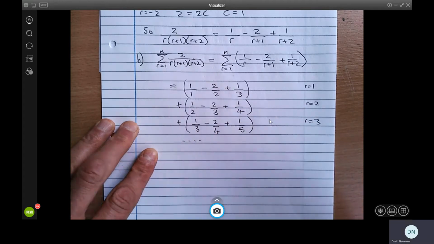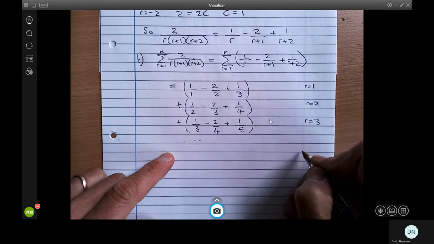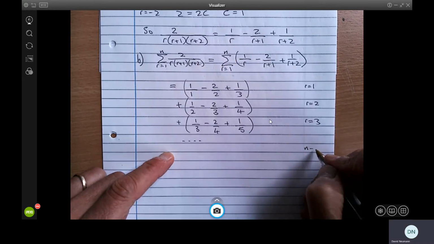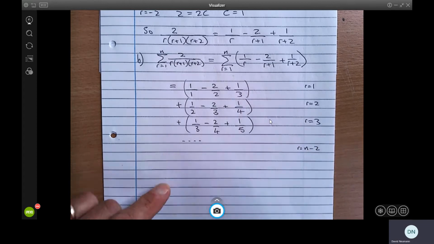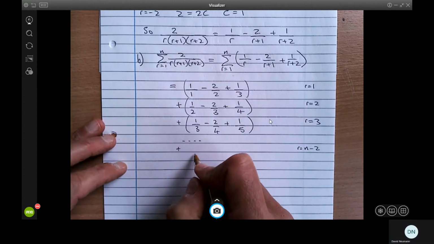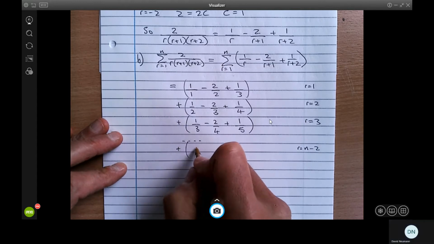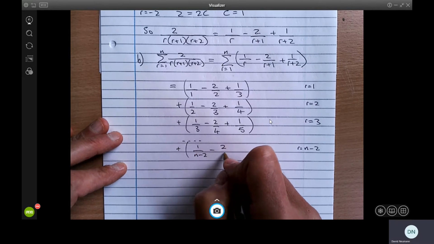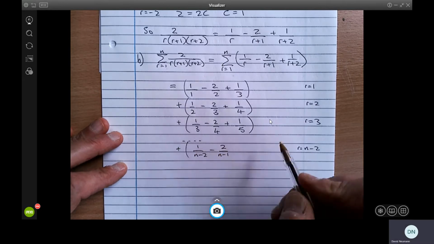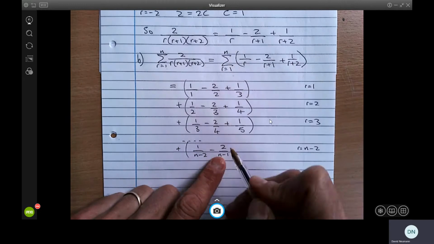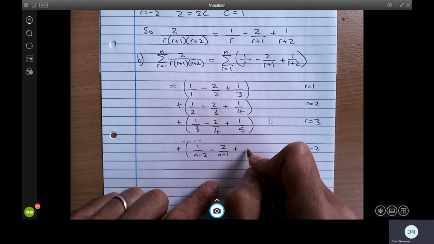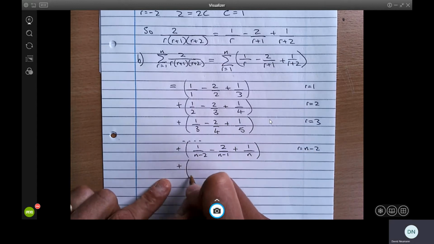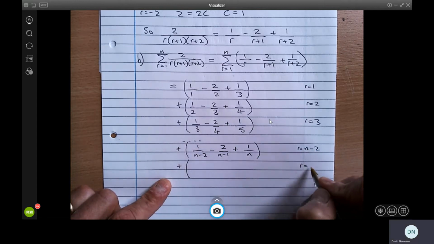We're going to have a dot, dot, dot in the middle. Then we're going up to n, so let's have the last 3 terms, r equals n minus 2, so plus 1 over n minus 2 plus 1, minus 2 over n minus 1, so that's n minus 2 plus 1 is n minus 1, plus 1 over n, plus r equals n minus 1.